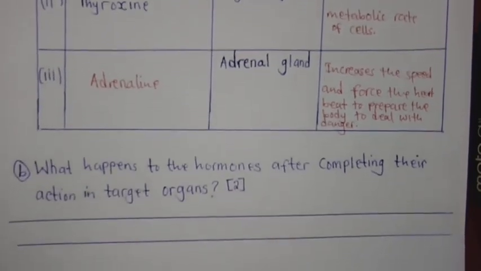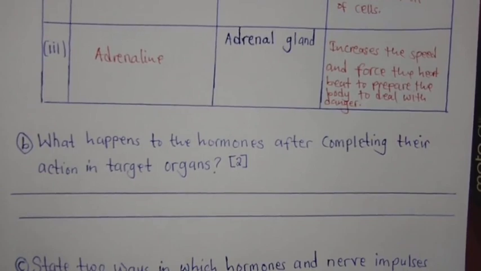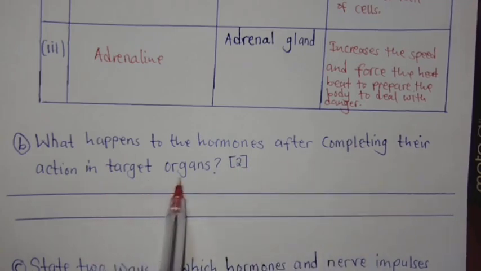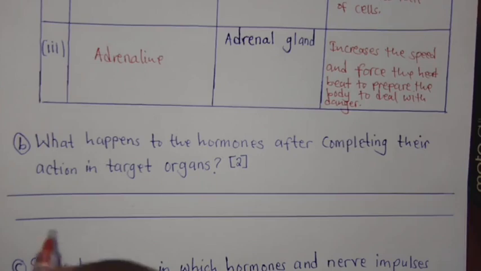Let us now move on to question B right here. So question B reads, what happens to the hormones after completing their action in target organs? So here they want us to explain what happens to the hormones after they have performed their functions in the target organs. Okay, so what happens is that after the hormones have completed their function or action in the target organs, the hormones are destroyed. Okay, they are destroyed by the liver into inactive compounds and then excreted by the what? The kidneys.